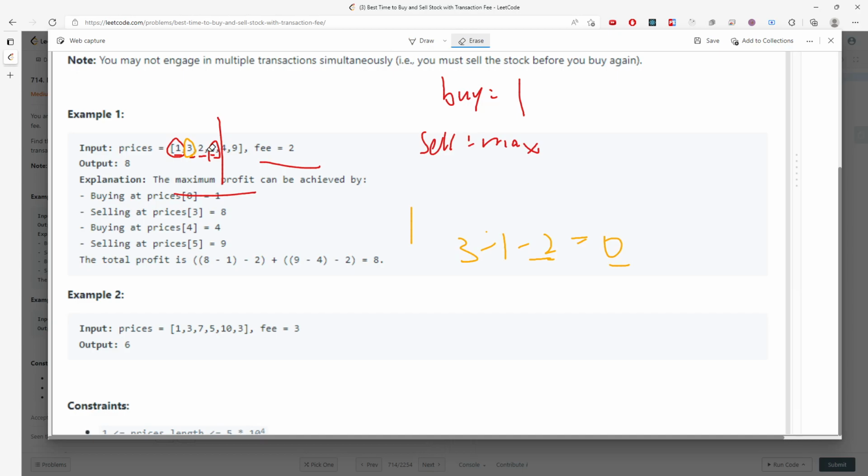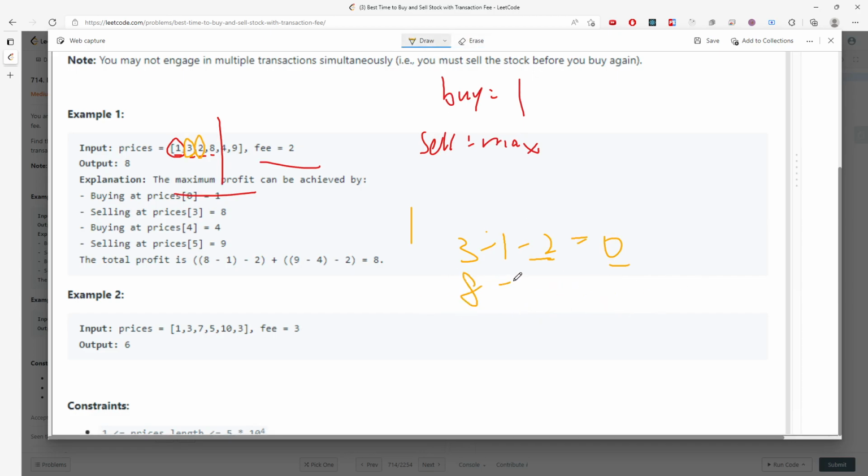All right, so now how about we sell the stock at this stage? It's going to be 2 minus 1 minus 2. This is going to be a negative value. This is even worse, because if I don't buy anything, I probably won't lose $1. So this is a bad investment. All right, let's move on to the next one.